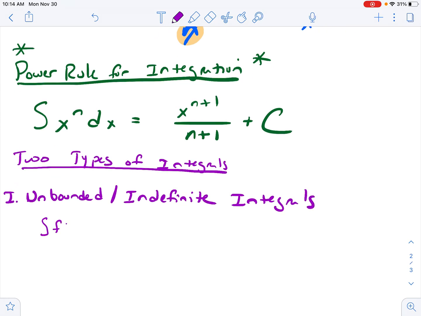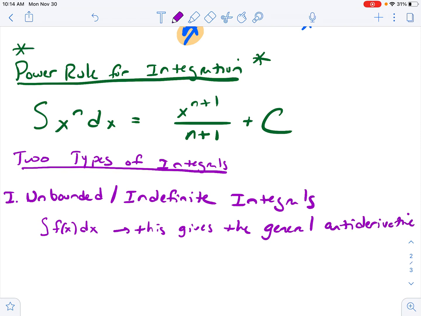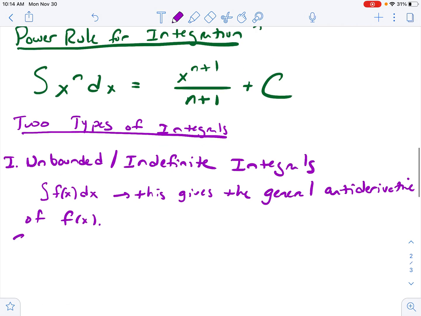And they will show up in the form of the integral of some function dx. There will not be any numbers on the top and bottom of the integral symbol. That's why it's called unbounded, okay? And this gives the general antiderivative of little function f of x.